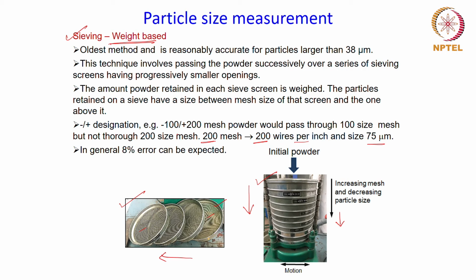And this kind of plus minus designation is used to define the particle size in this case. For example, if you say minus 100 plus 200 mesh powder, that means that this kind of powder particles will pass through a 100 size mesh, but not through 200 size mesh, right. So the particle size is between 100 and 200 mesh size.